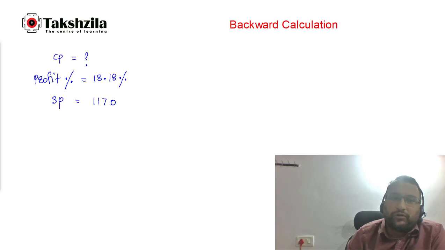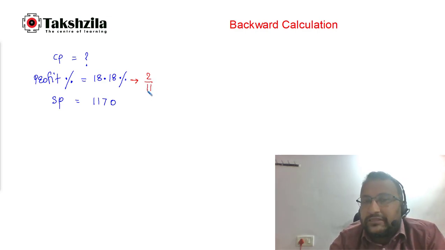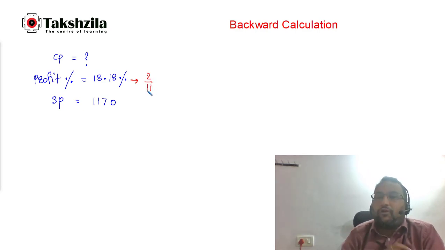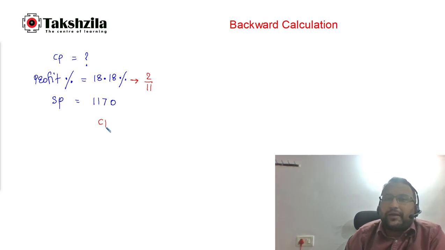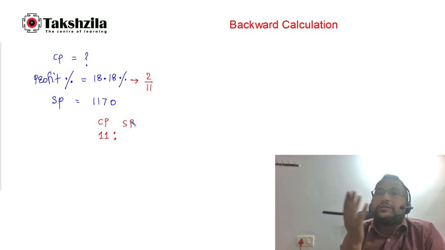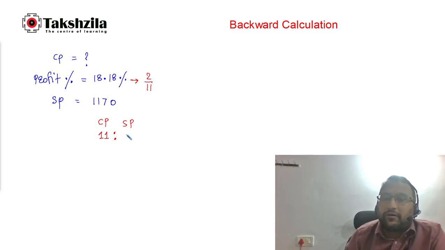So first of all, you need to identify that 18.18% is nothing but 2 divided by 11. So the profit percent is 2 by 11. So from this, what we can conclude, if the cost price of the article is 11 rupee, then on that the profit is 2 rupee. It means if the cost price is 11, 2 rupees a profit, so selling price becomes 13 rupees. Now this 13 represent 1170.